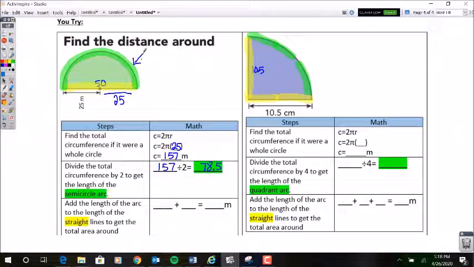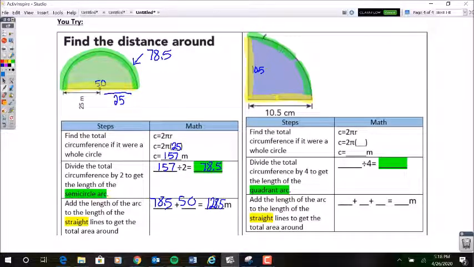So this piece right here is 78.5, and then I need to add the distance of yellow here, because that's also part of the outside of the shape. So I'm going to add the 50 to that, and that's going to give me a total of 128.5 meters, and that's the distance around.